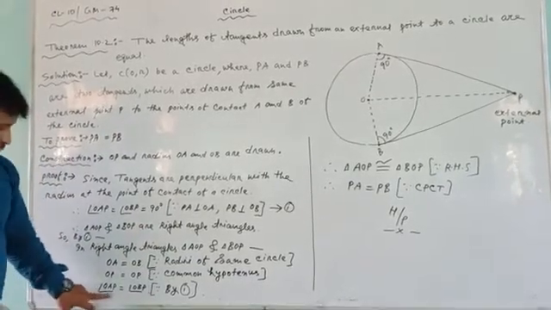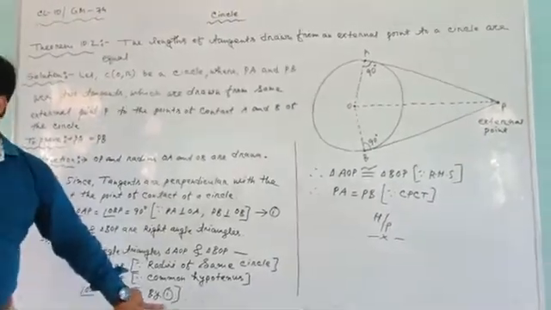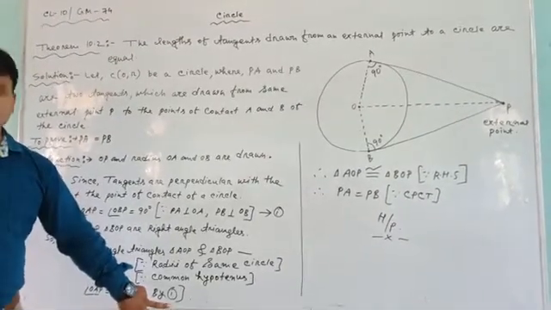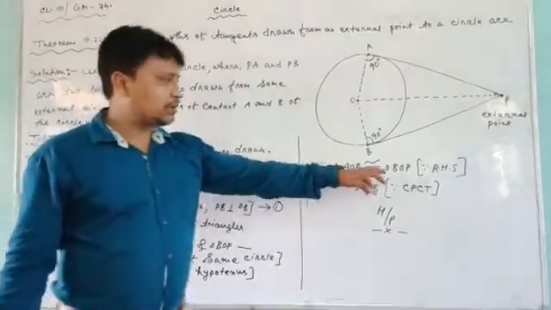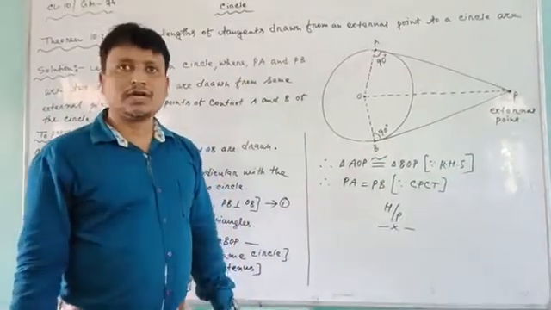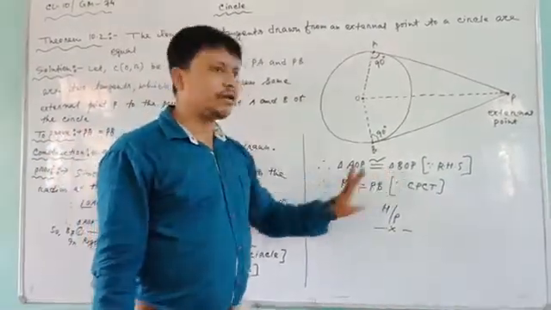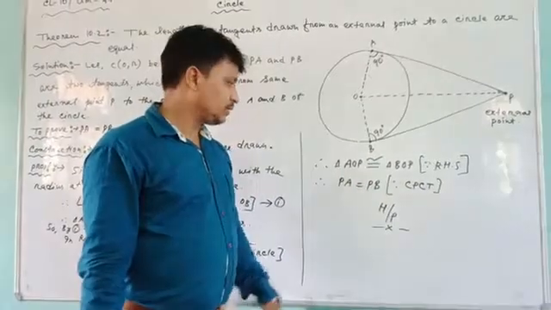So angle OAP equal to angle OBP, this one we are getting by statement 1. So by RHS, right angle hypotenuse side, these two triangles are congruent. Right angle hypotenuse side, these two triangles are congruent.